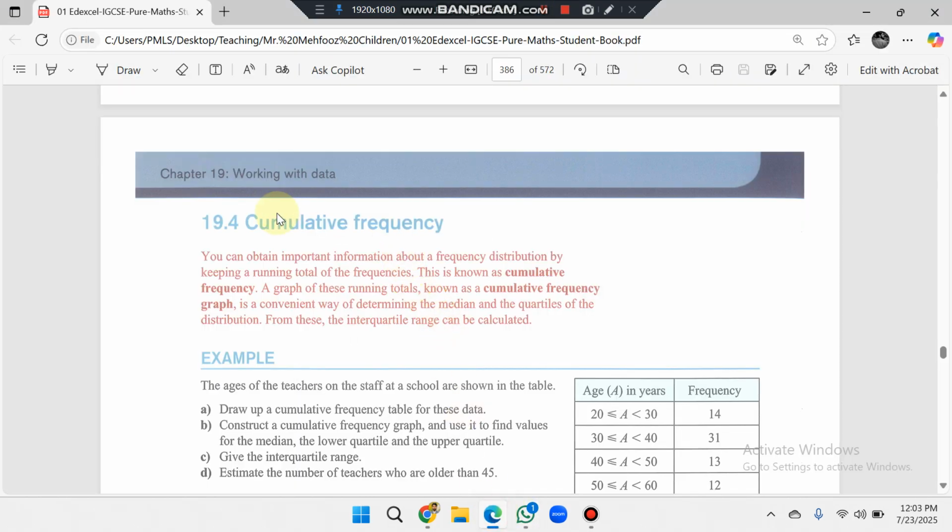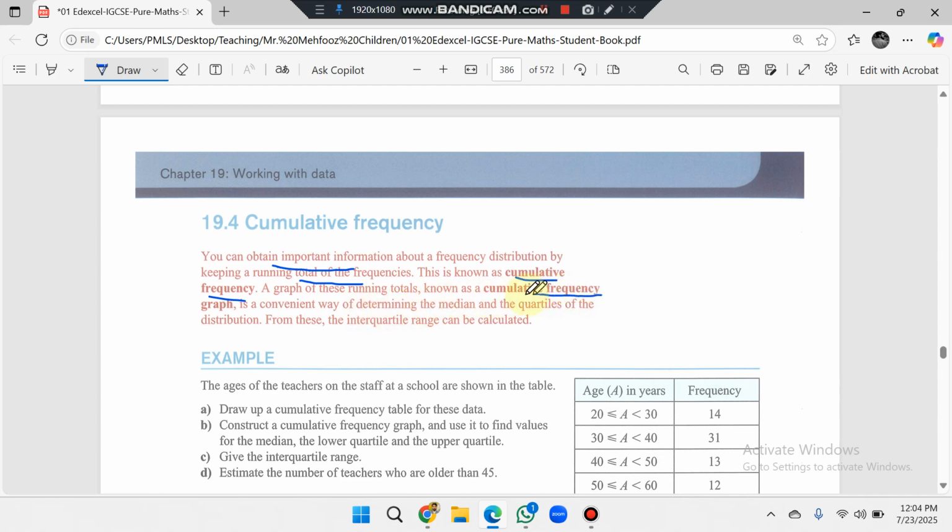We have to start from the topic 19.4, that is cumulative frequency, right? First of all, you can obtain important information about frequency distribution by keeping a running total of the frequencies. So the total of frequencies is very important for solving different types of examples, right? This is known as cumulative frequency, as we have used in previous questions as well. A graph of these running totals is known as a cumulative frequency graph.